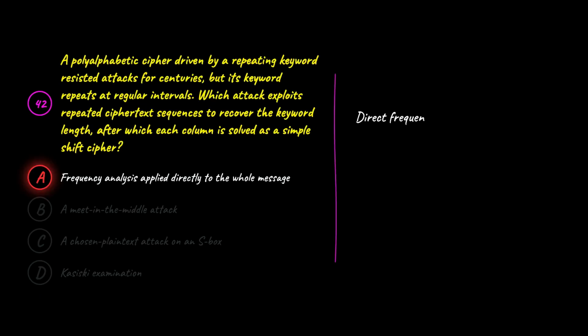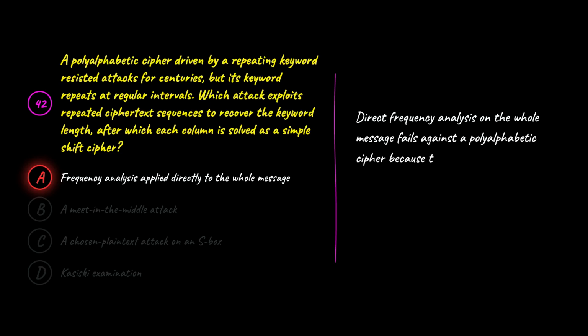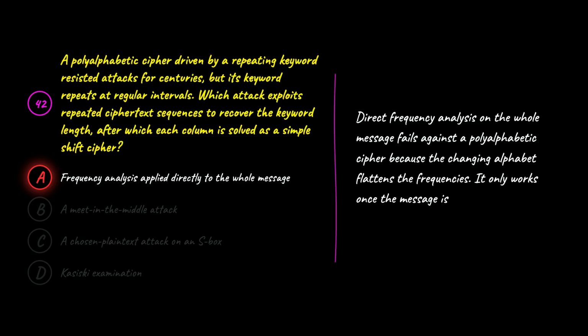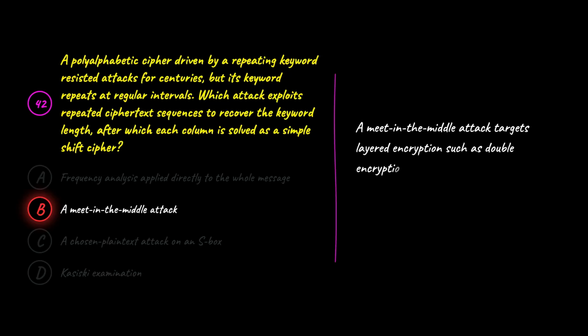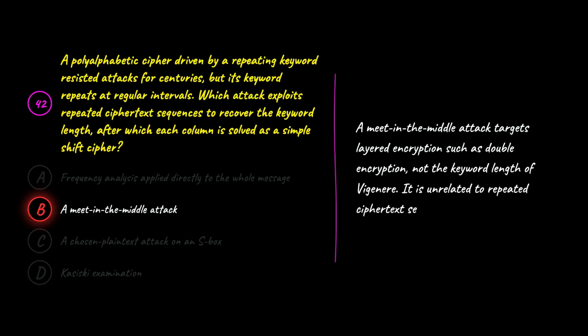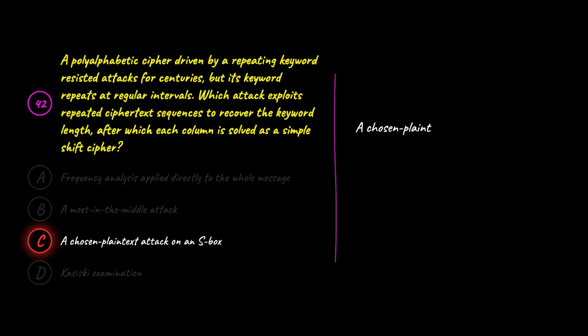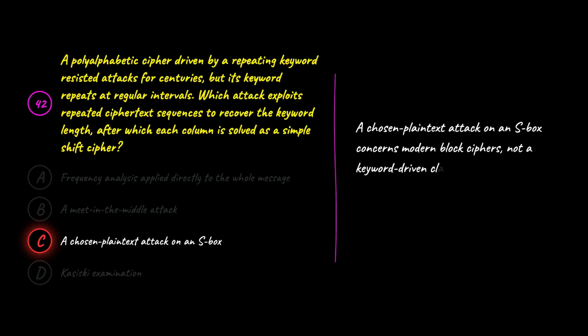A is wrong because direct frequency analysis on the whole message fails against a polyalphabetic cipher, because the changing alphabet flattens the frequencies. It only works once the message is split into columns by key length. B is wrong because a meet-in-the-middle attack targets layered encryption such as double encryption, not the keyword length of Vigenère. It is unrelated to repeated ciphertext sequences. C is wrong because a chosen plaintext attack on an S-box concerns modern block ciphers, not a keyword-driven classical cipher. The Vigenère weakness is its repeating keyword, attacked by Kasiski.